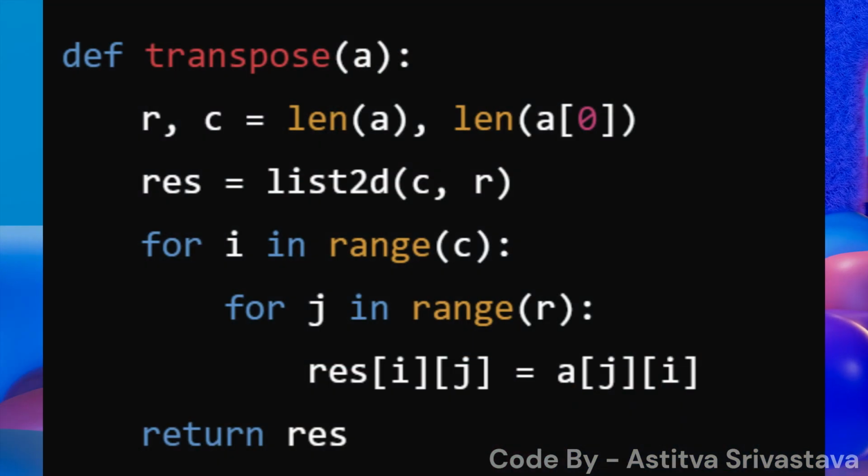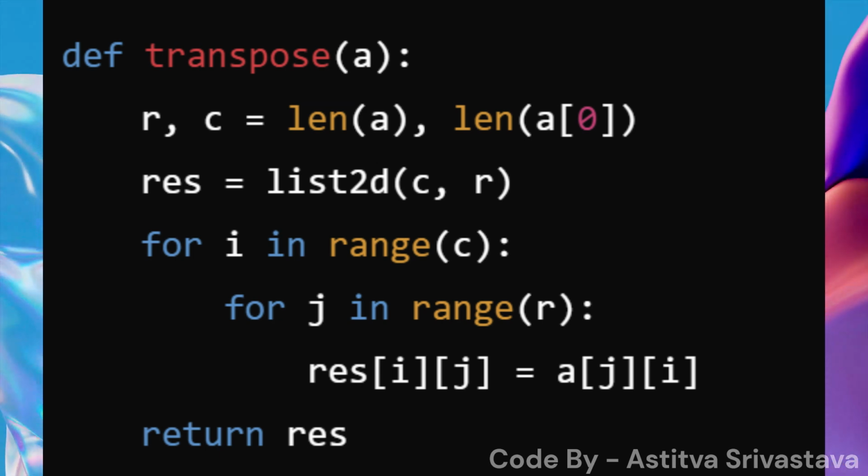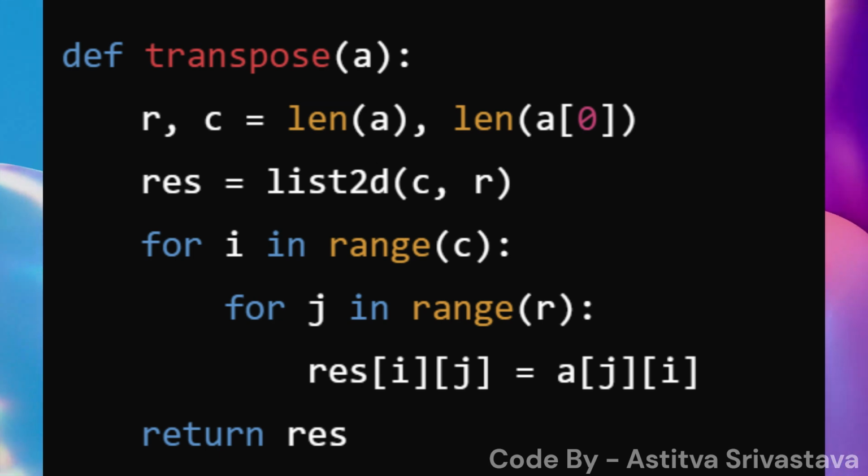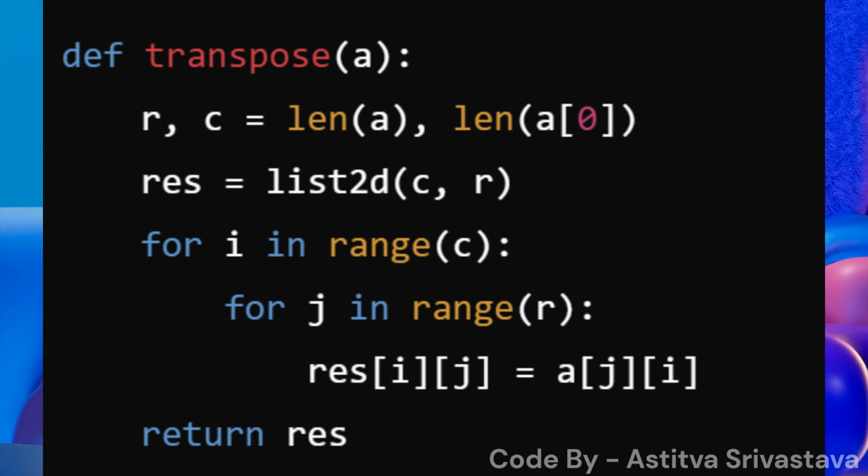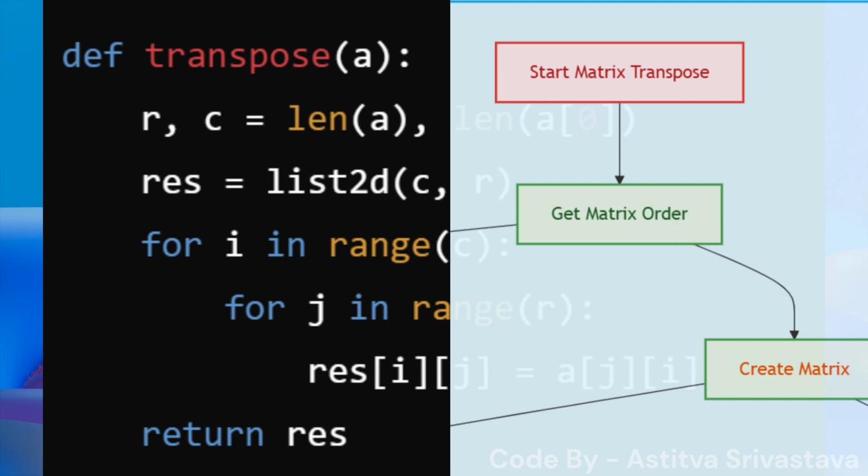Now for a transpose of a matrix. The transpose of a matrix is a new matrix where the rows become columns and the columns become rows. In simpler terms, it flips the matrix over its diagonal. The function takes a matrix A as input. Then for determining rows and columns, it first calculates the number of rows, R, and columns, C, of the matrix.